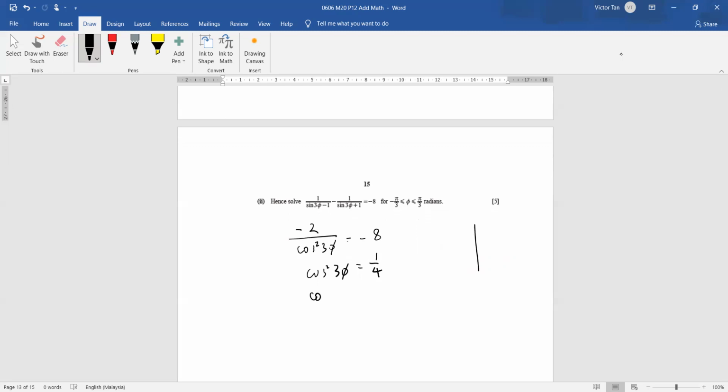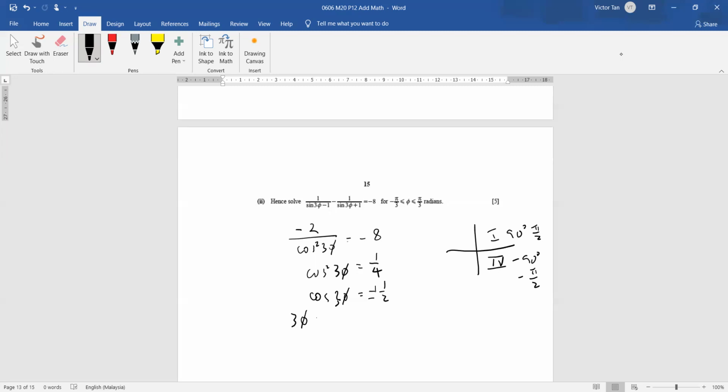Cos. So I'm going to take the first quadrant and the fourth quadrant. This is up to 90 degrees, this is up to minus 90, or pi over 2 and minus pi over 2. Okay. So cos 3 phi equals plus or minus half. So you don't have to bother, because it's just pi over 3, and pi over 3 is 60. Now I'm going to list down all the values between minus 180 and 180.